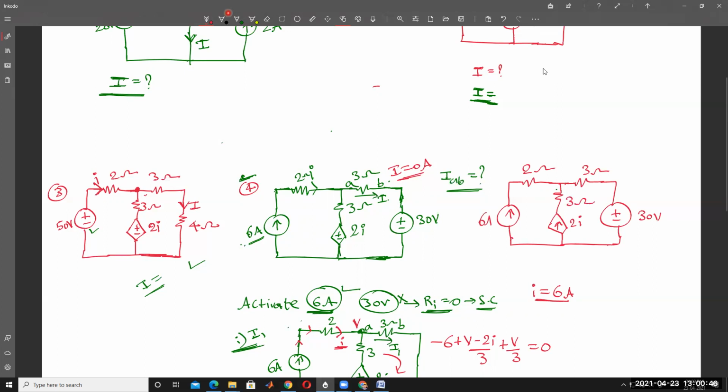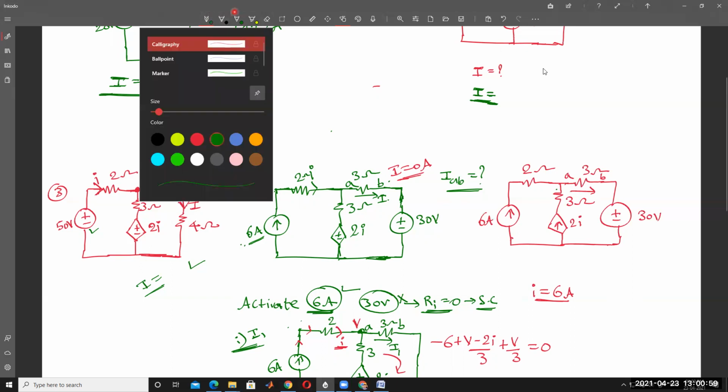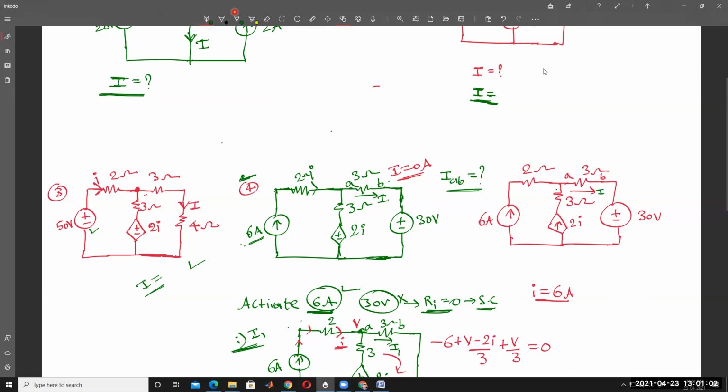Here how much current? 6 amps. Here A, B. This is called current I_A. Find I_AB by using the superposition theorem. Okay, this question: find I_AB by using superposition. It is depending on this branch current.